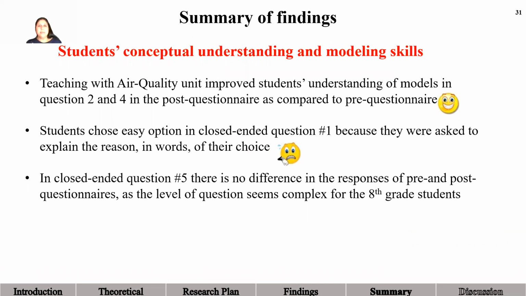In this slide, I'm summarizing the findings regarding students' conceptual understanding and modeling skill. Teaching with the air quality unit improved student understanding of models in questions number 2 and 4 in the post questionnaire as compared to the pre-questionnaire. Students chose the easy option in close-ended question 1 because they were asked to explain the reason in their own words for their choice. In close-ended question 5, there is no difference in the responses of the pre and post questionnaire as the level of the question seems complex for 8th grade students.